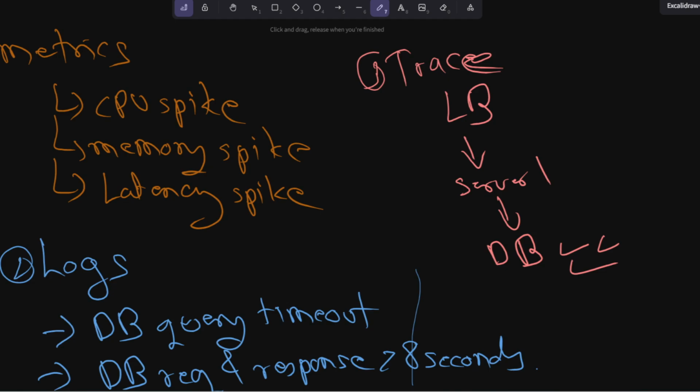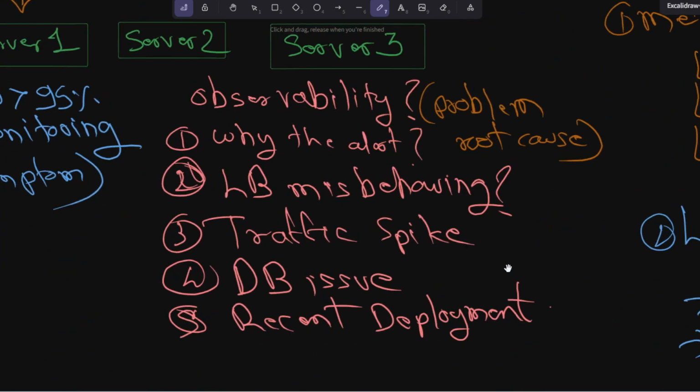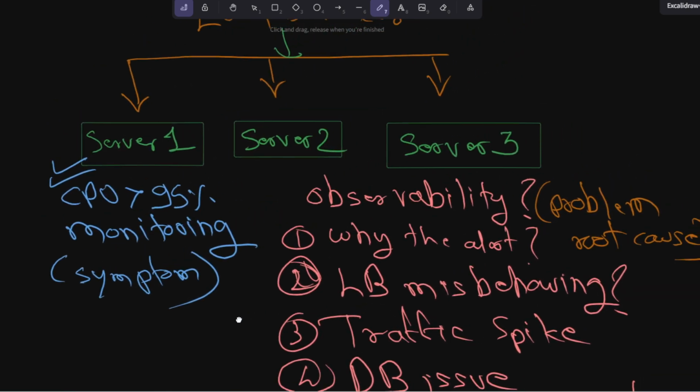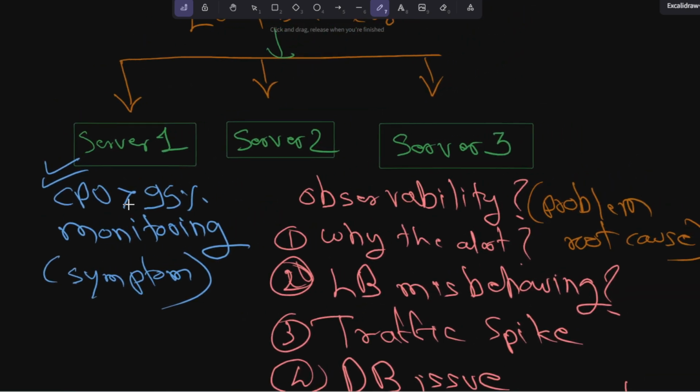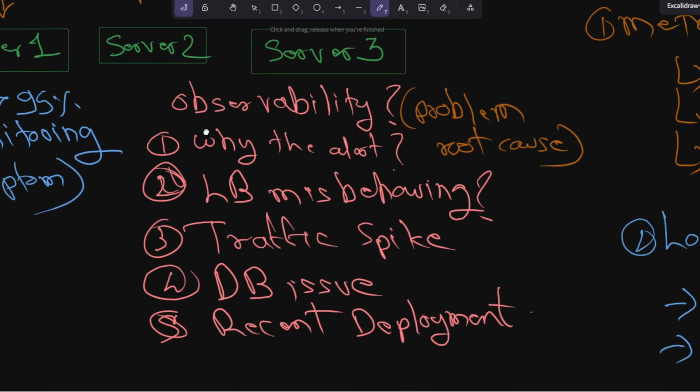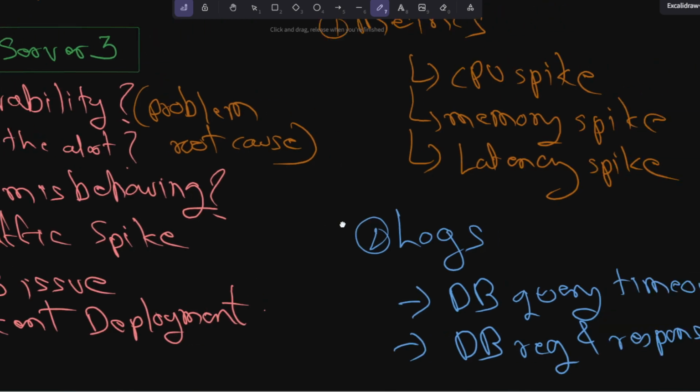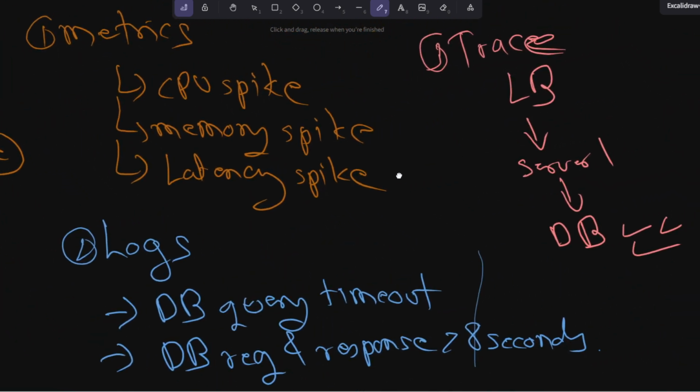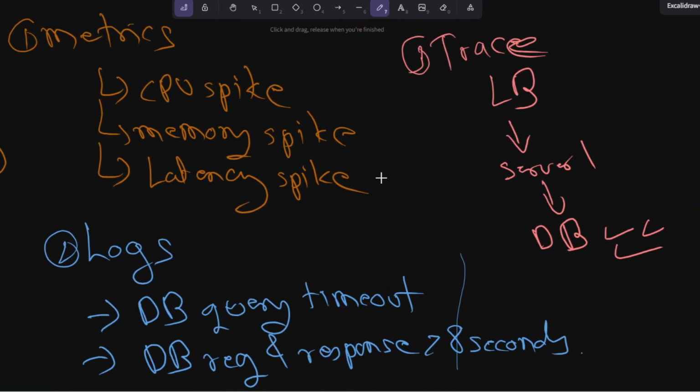So in the monitoring part, we only got one notification. That's it. It did not tell us anything. But the observability was able to give us the complete picture. So you can further, based on the metrics, logs, and traces, take further action. So you know that there's a database slowness.